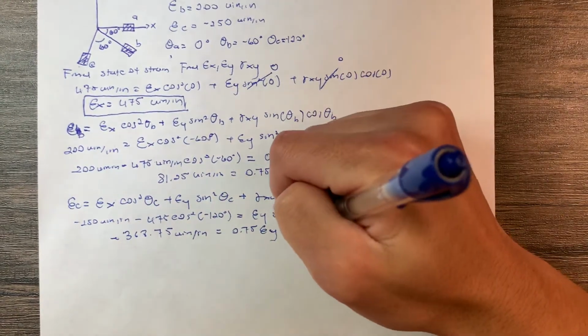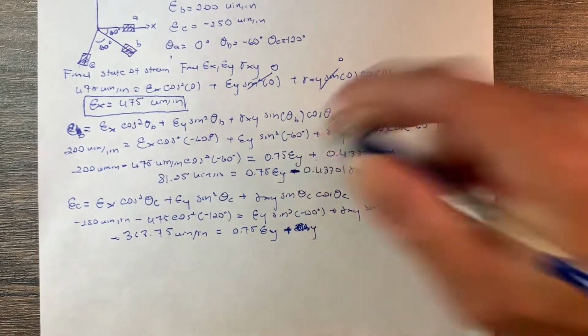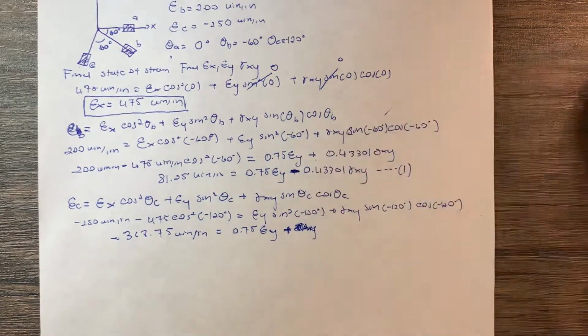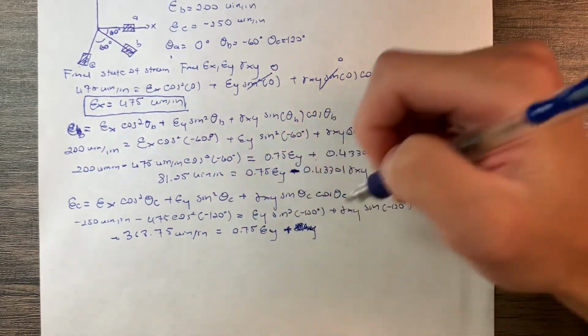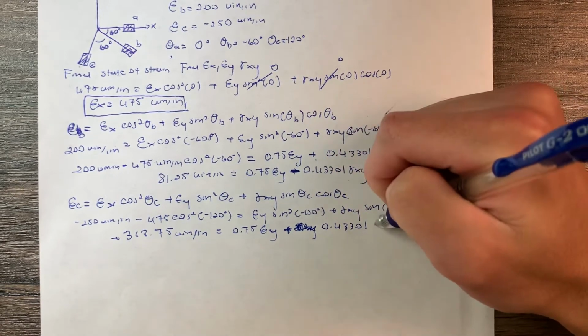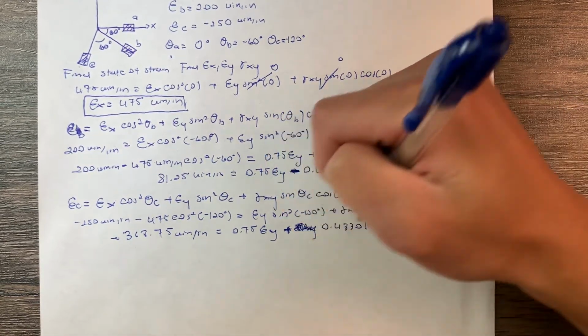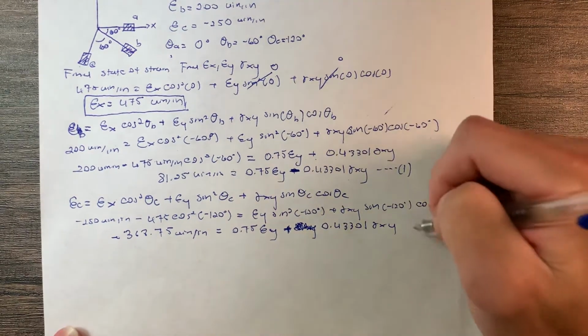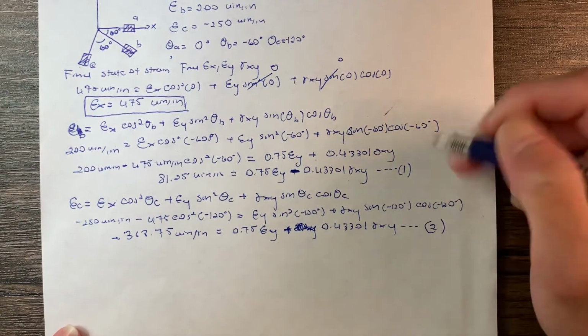So this is gamma xy, and then this would be 0.43301 gamma xy. This is positive. Yes, positive. So let's call this our equation 2.